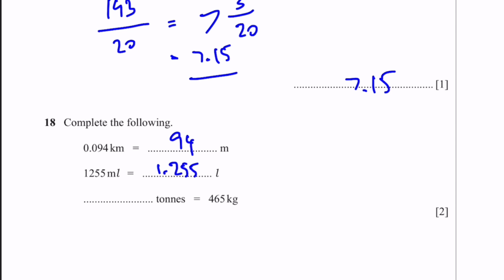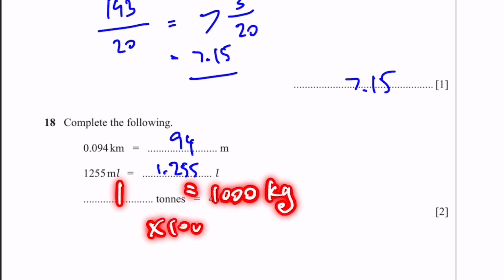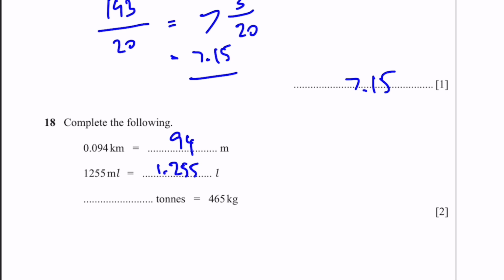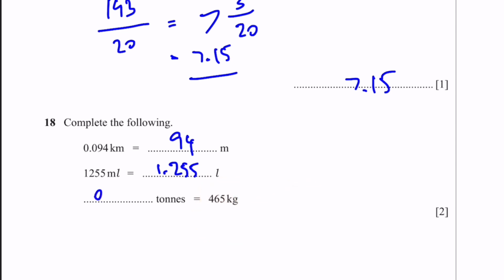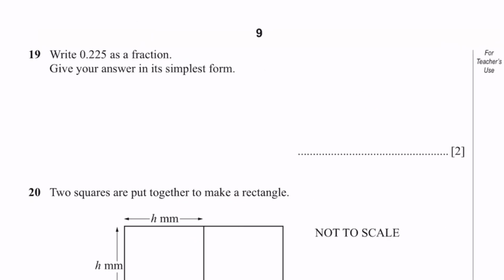Dash tons equals 465 kg. So 1 ton is equal to 1,000 kg. That means we multiply by 1,000. So we need to multiply something by 1,000 to get this. That means 465 divided by 1,000 is the number of tons. That's equal to 0.465 tons. That's the answer.